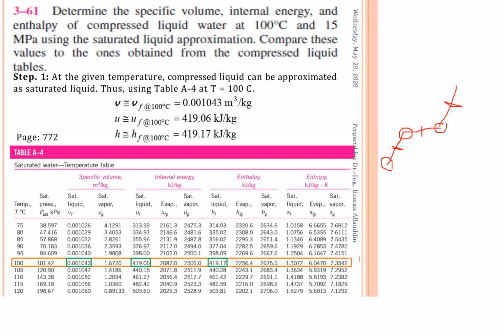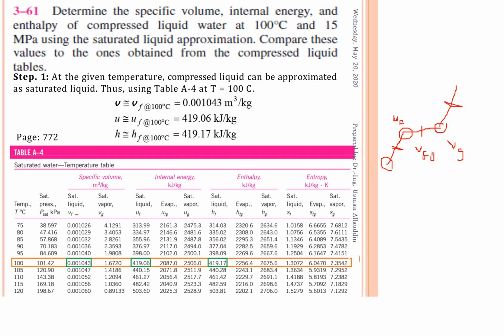and Vf is actually here, and Vg is here, and Vfg is in between. So actually Vf is the value we will be taking because here we are in compressed liquid, no vapor is formed yet, so we will be using Vf, and when he talks about our state being superheated, then we will go for Vg.